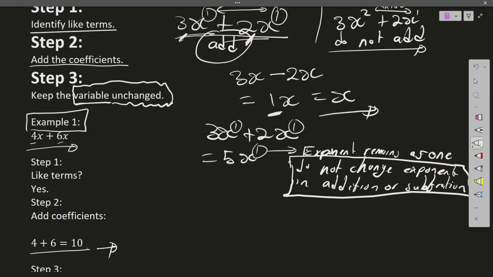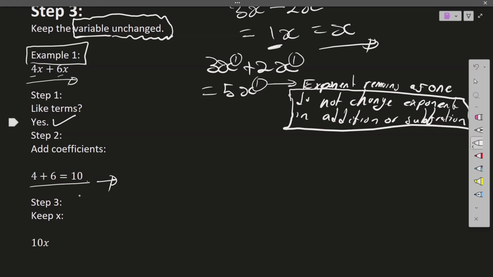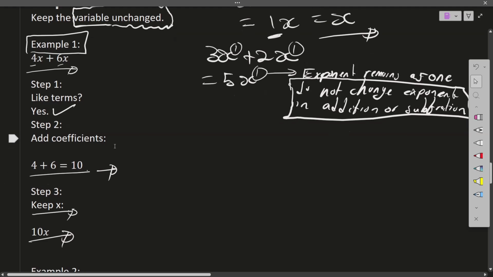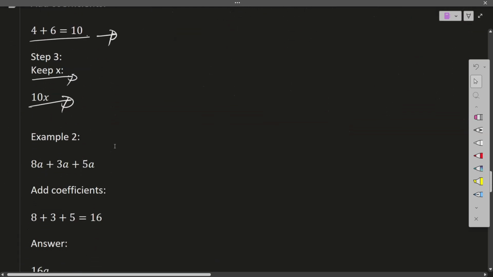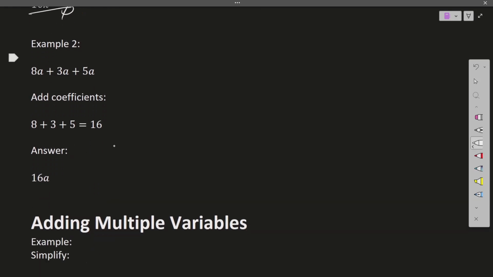Add the coefficients and write the x. So just remember, like terms, you add. Step 2, add the coefficients. 4 plus 6 is 10. Step number 3, you keep the x, which is 10x, right? So that is basically algebra. You get it now, I hope. And if you don't, you can rewind the video.